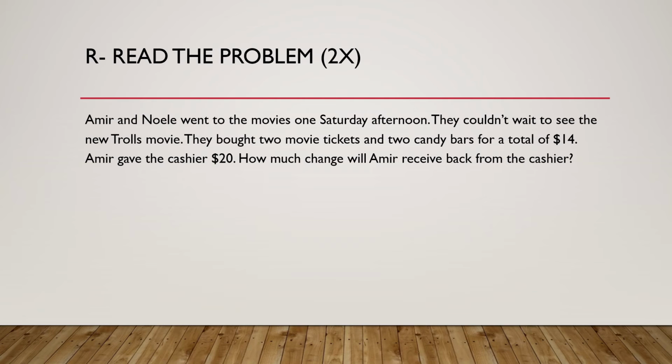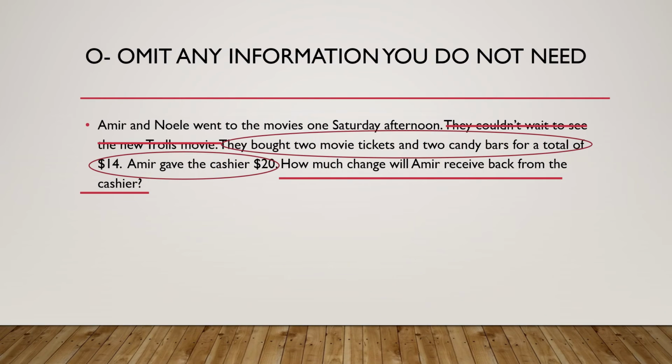So now, starting the ROPES process, we are going to start with the R. Read the problem. I read the problem on the previous slide, but we're going to read it one more time just for understanding. Amir and Noel went to the movies one Saturday afternoon. They couldn't wait to see the new Trolls movie. They bought 2 movie tickets and 2 candy bars for a total of $14. Amir gives the cashier $20. How much change will Amir receive back from the cashier?